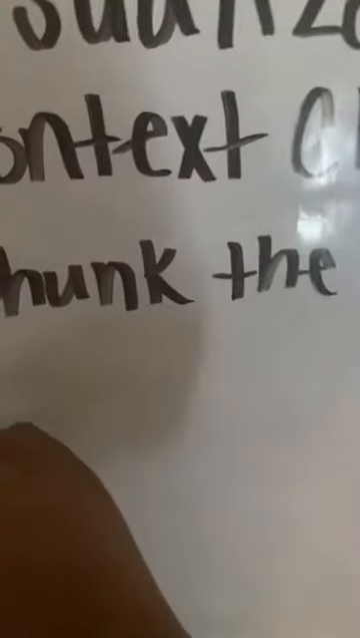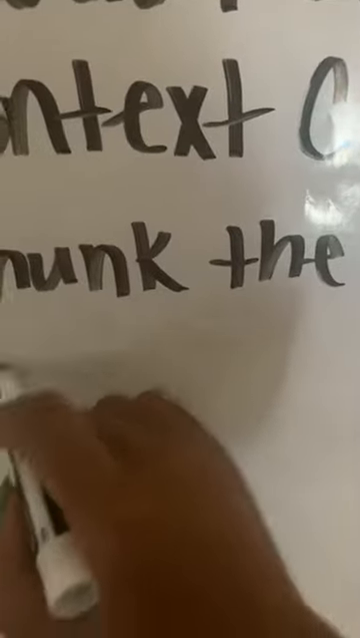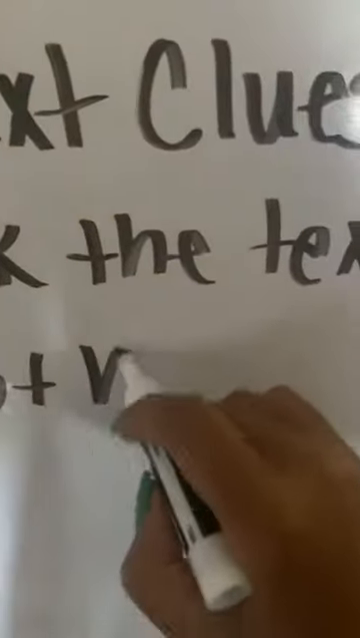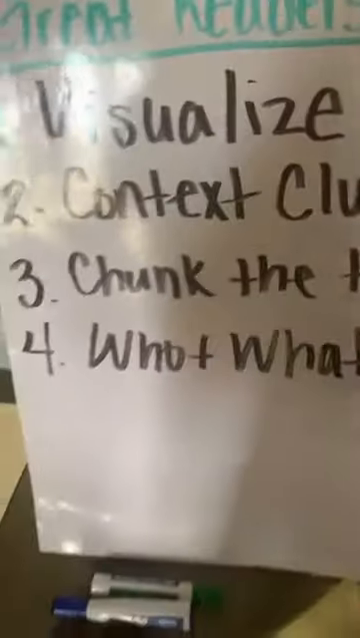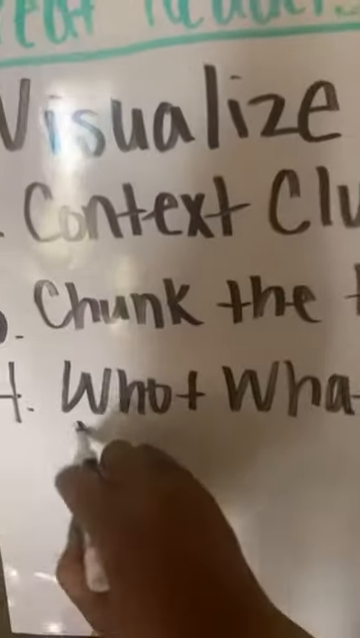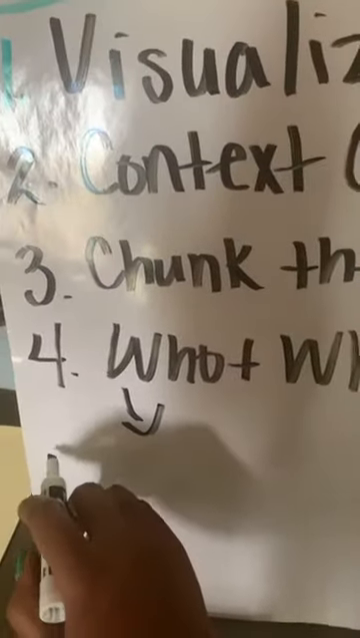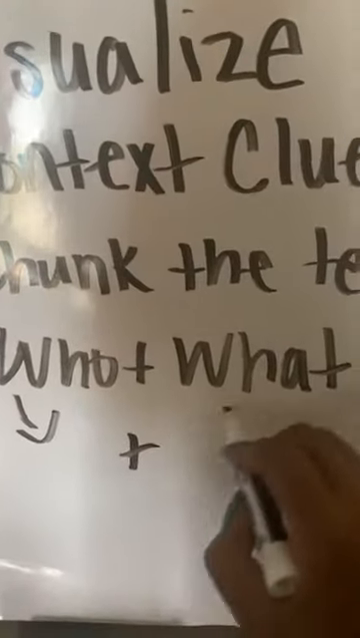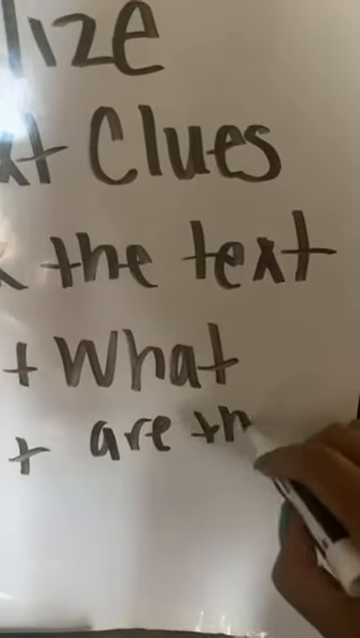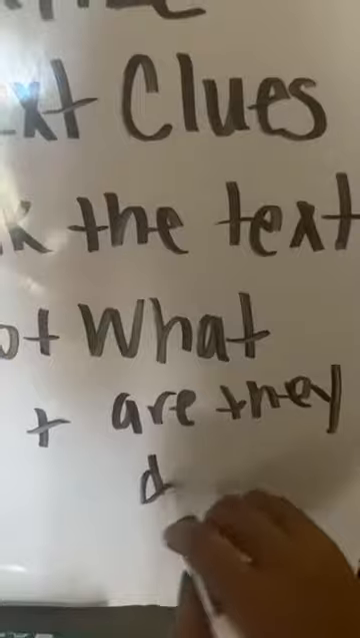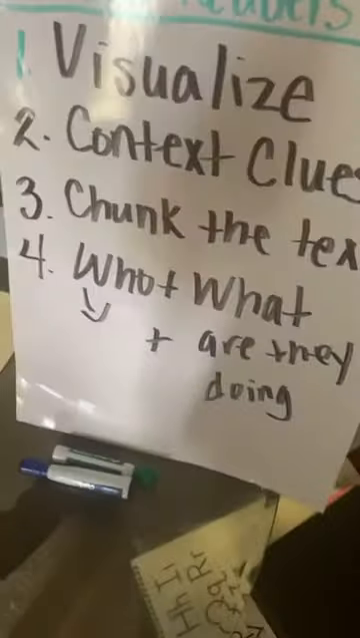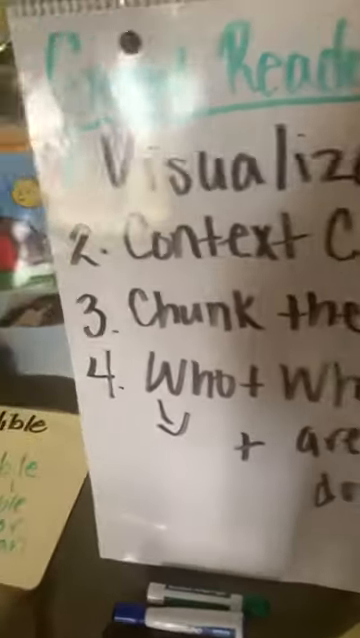And our last great reader strategy we're going to be working on is the who and what. And that goes along with chunking the text. Who, asking ourselves, who is the text talking about? And what are they doing? Or what is going on? We are not annotating on our first read. We annotate on our second read. We are reading this time to understand the main idea, what's mostly going on.